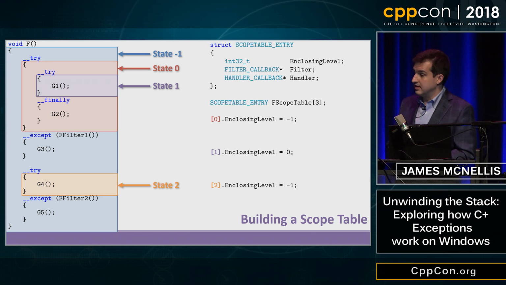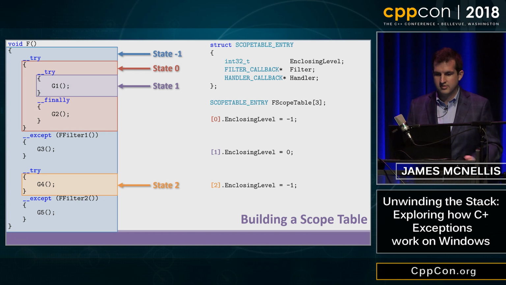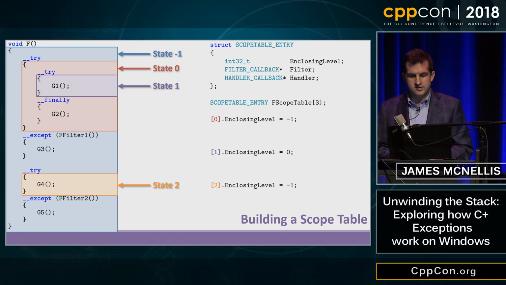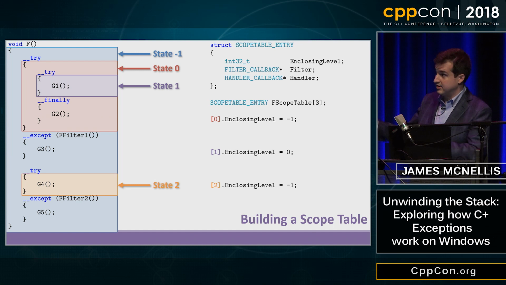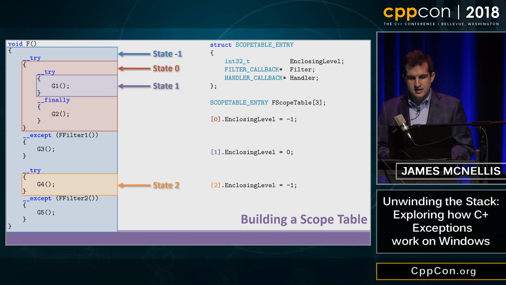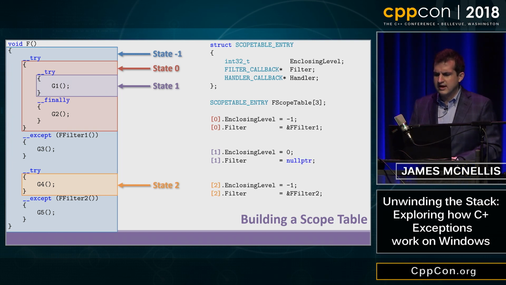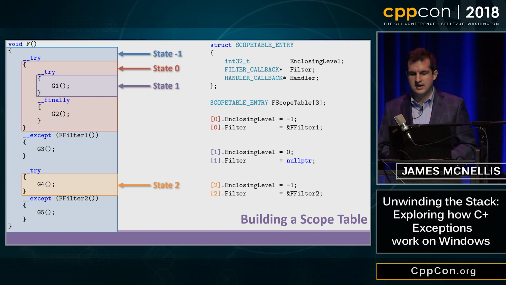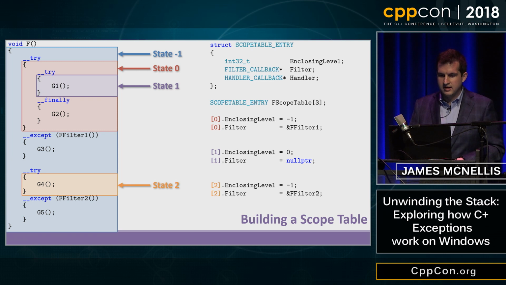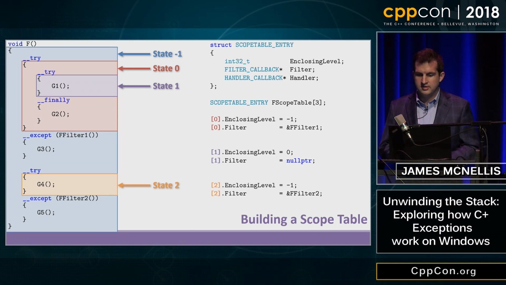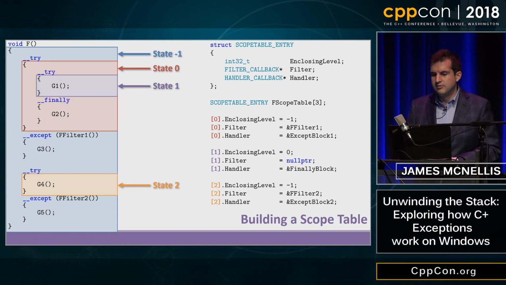So first, we'll set the enclosing level for each state. The enclosing level of states 0 and 2 is the base state, or state -1, and the enclosing level for state 1 is state 0. And we can see that by seeing what the block is that each state is inside of. Second, we'll set the filter pointer. For try except blocks, this is a pointer to the address of the exception filter, so the expression inside of the except statement. For try finally blocks, like the first state, this is set to null. Finally, we'll set the handler pointer, which is the address of either the except block or the finally block, depending on what kind of statement this is.